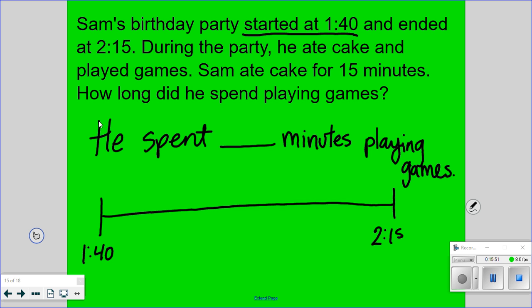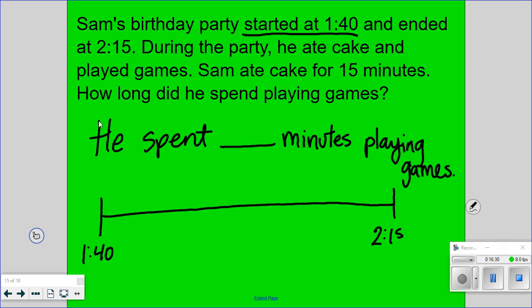So maybe it's... What would I do? Parker, what do you think I'm going to do? A jump of 10? What is it that I'm jumping? You're jumping 10 minutes. Why? Because you're trying to figure out how long he played games, and 10 minutes is part of how long he played.